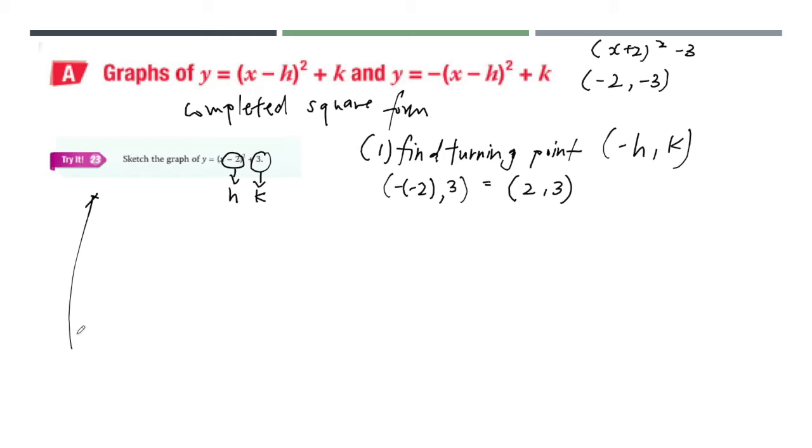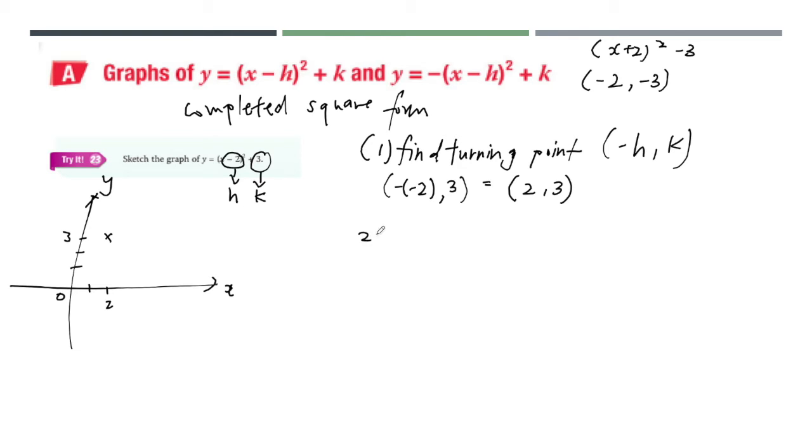So in my graph, I should have x at 2 and y at 3. Just remember to label your origin. That's equally important. Maybe I forgot to include it in my previous slide. So this is your turning point. X is 2 and y is 3.